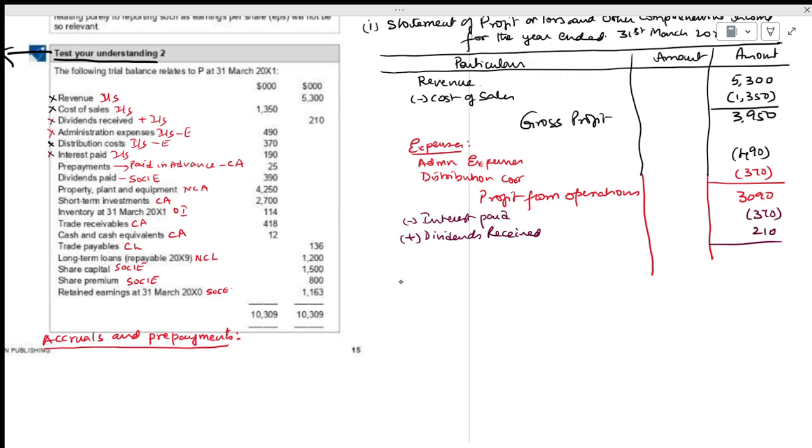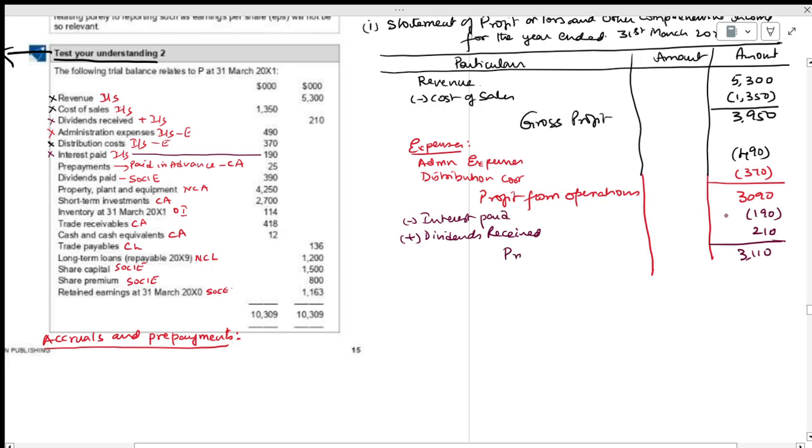Interest paid, how much? Oh, 190. How much interest paid? 190. How much will you get now? 3090 minus 190 plus 210. It comes to 3,110. Okay.